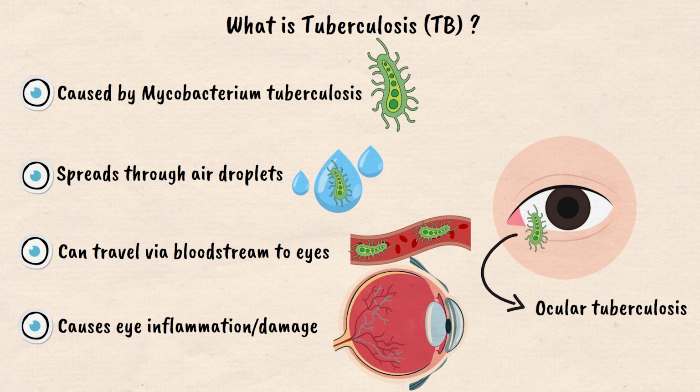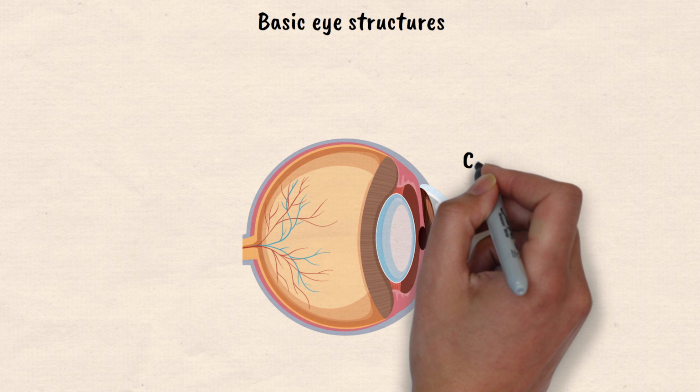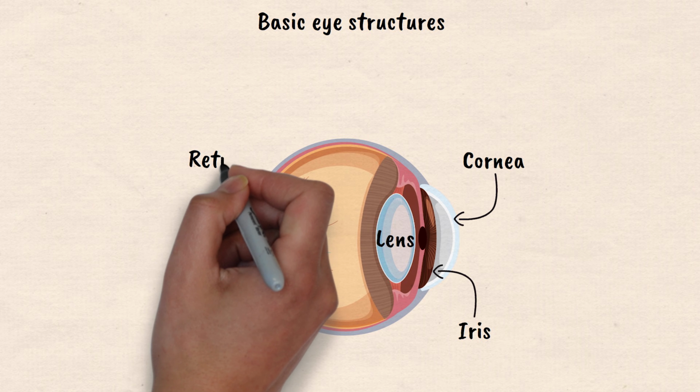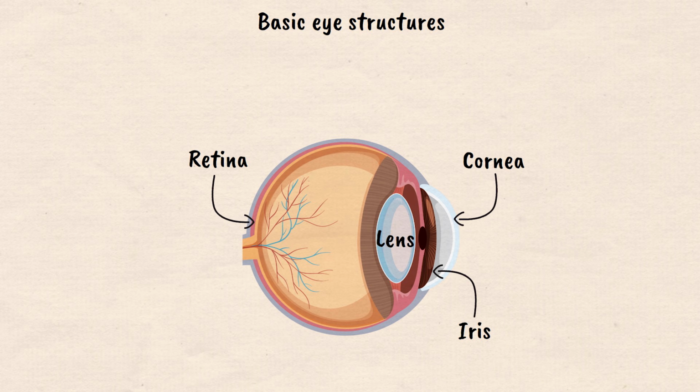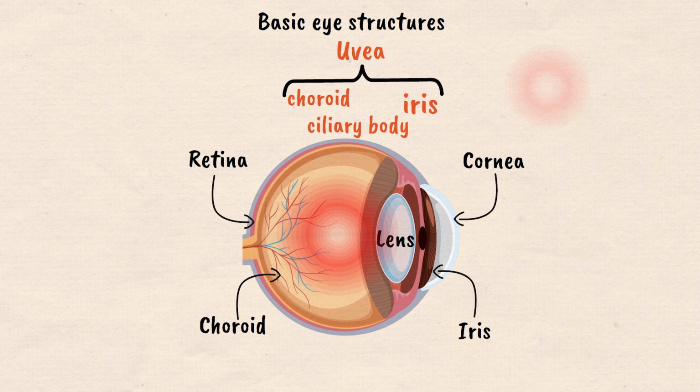To understand what TB does to the eyes, it helps to quickly review the basic eye structures. At the front you have the cornea and the clear fluid behind it. Behind that sits the iris, the colored part of the eye that controls how much light goes in, and the lens, which focuses the light. At the very back is the retina, the light-sensitive film that sends images to your brain, and underneath the retina is the choroid, a rich layer of blood vessels that feeds the retina. The middle layer of the eye, which includes the iris, ciliary body, and choroid, is called the uvea. When this layer gets inflamed, we call it uveitis.